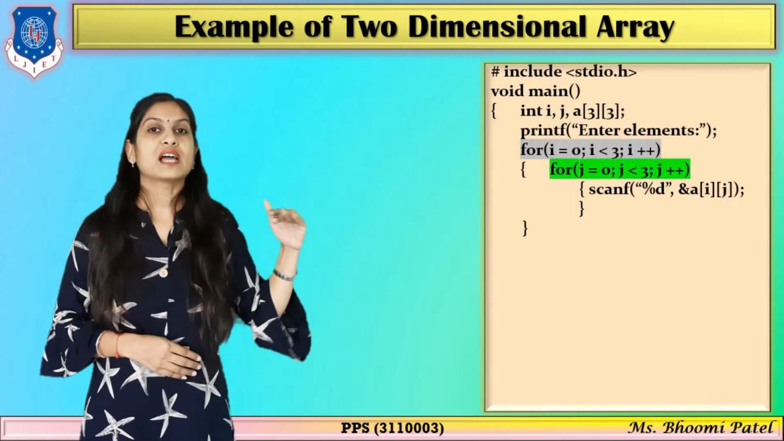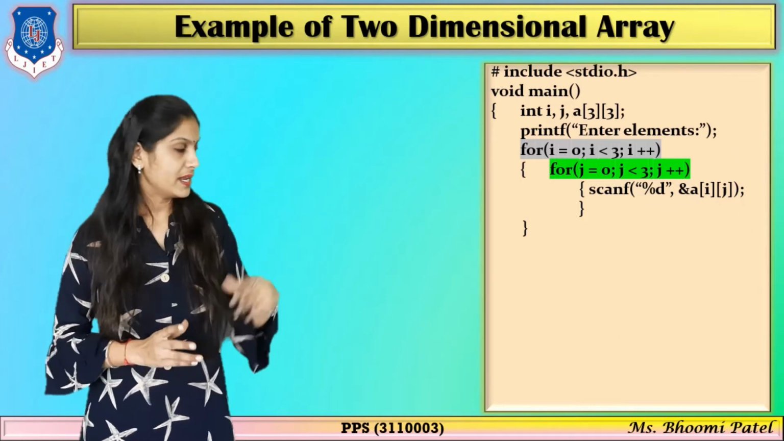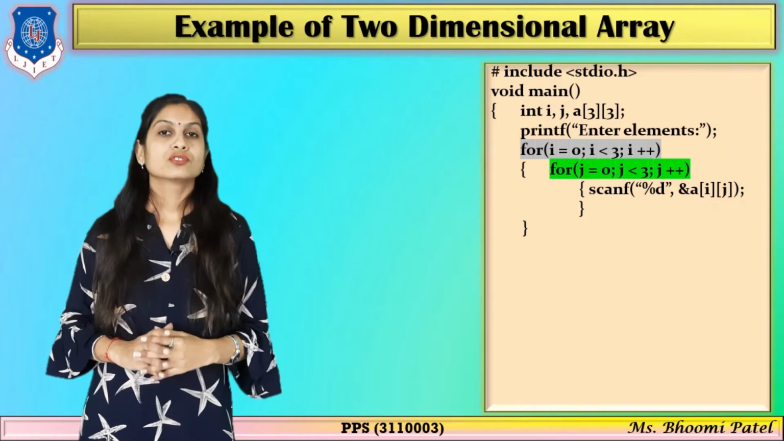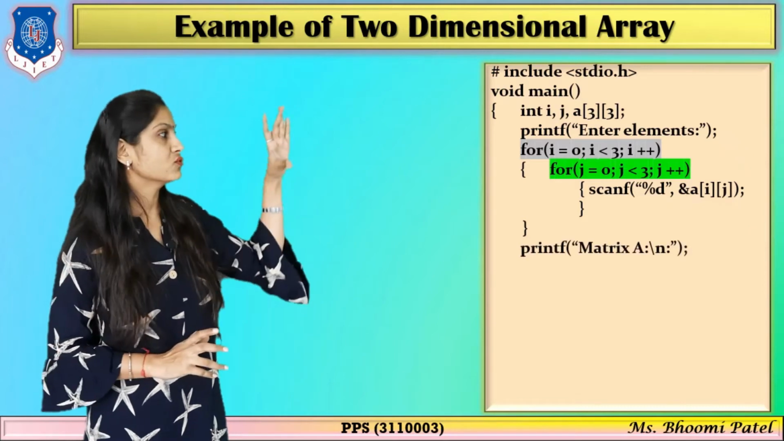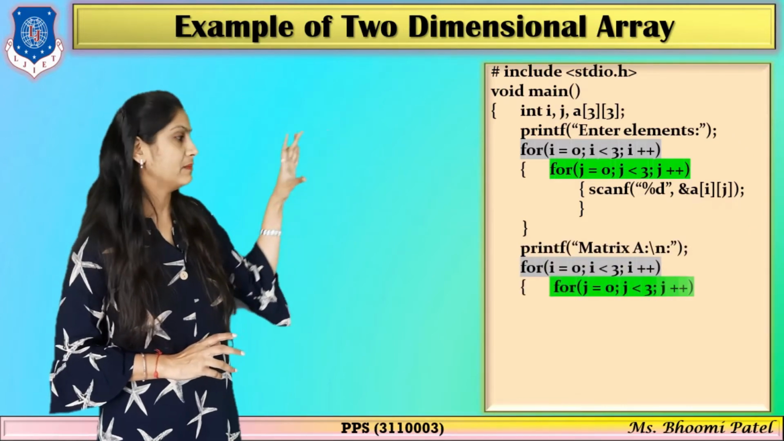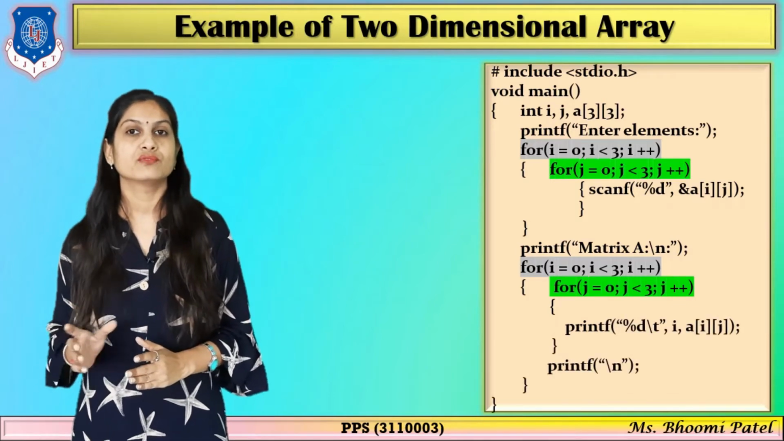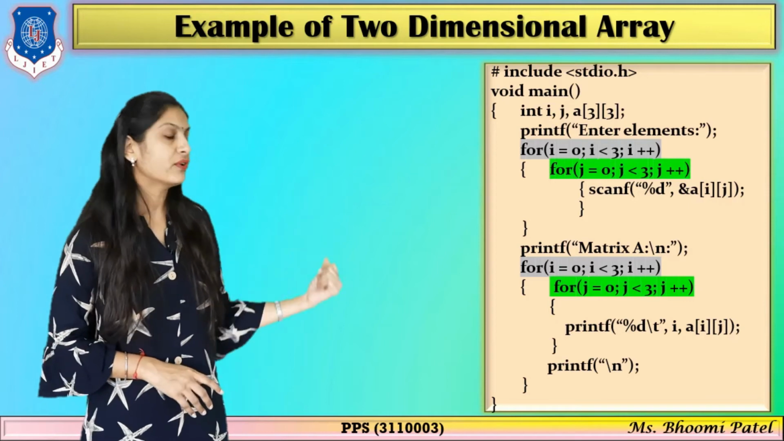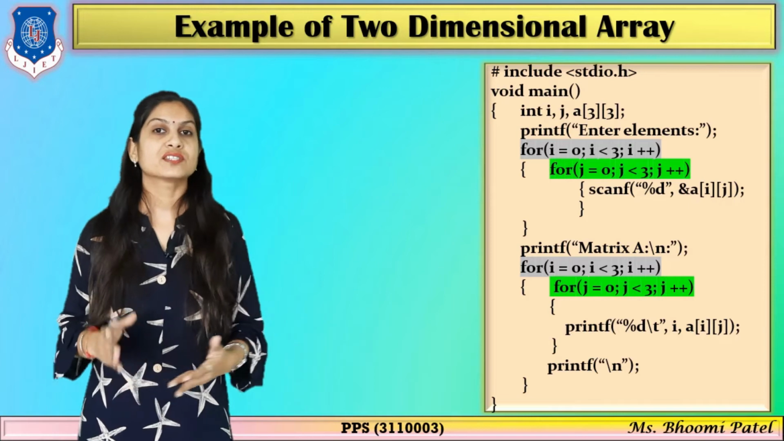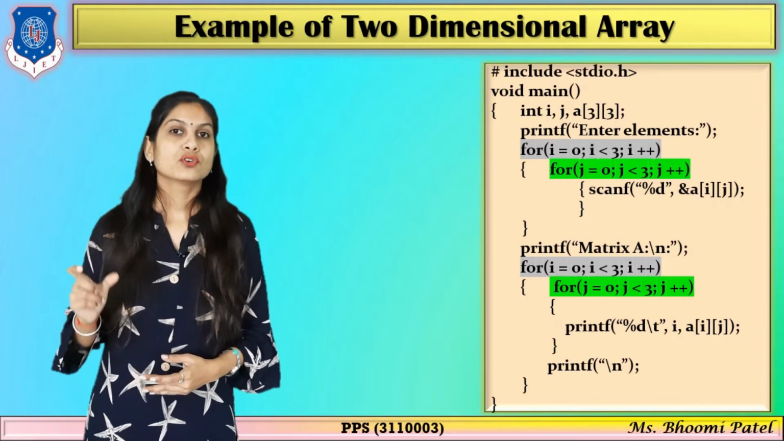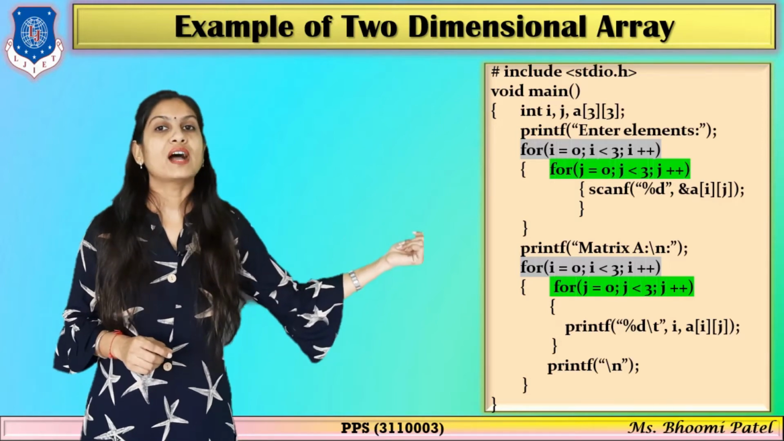Up to this point we have to write whenever you are writing any program using a two-dimensional array, and now our logic will start. So the logic is to print the matrix, and for that we just have to copy this for loop, paste it, and the only change is that instead of scanf we have to write the printf function. So in the same for loop here we write printf %d\t, just for a tab, so you can find space between two values, and then a[i][j].